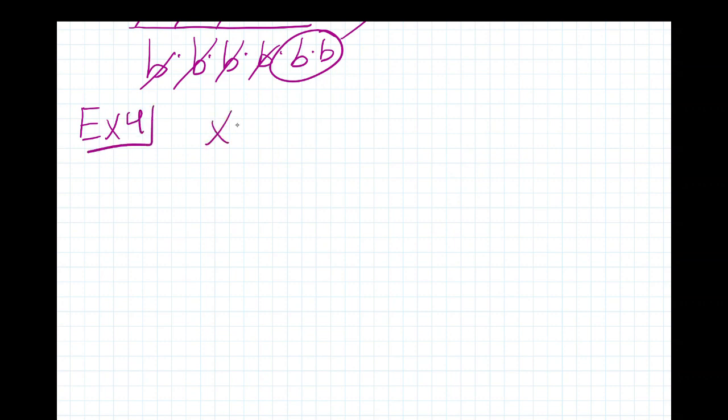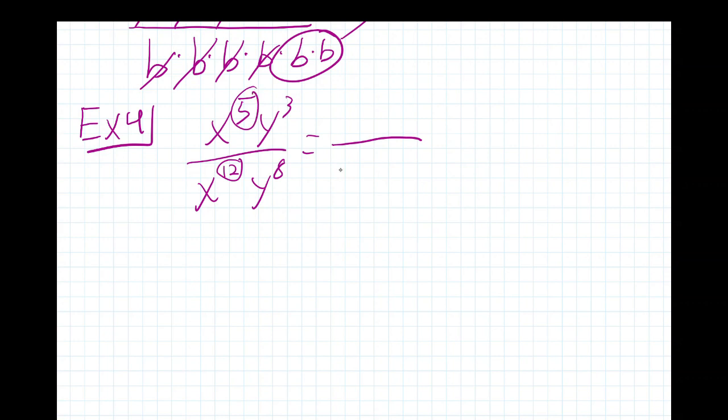So for example 4, we have x to the 5th times y to the 3rd all over x to the 12th, y to the 8th. So again here, very similar to example 3, where you always want to take the bigger exponent and subtract the smaller exponent from it. So here, for the x's, it's 12 minus 5, but that's going on the bottom because 12 is greater than 5. So we end up with x to the 7 down there.